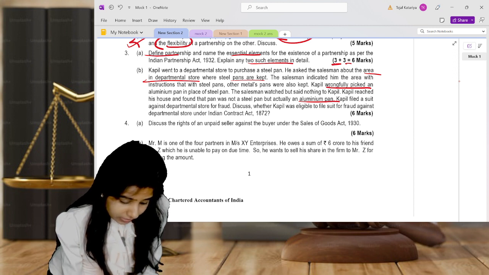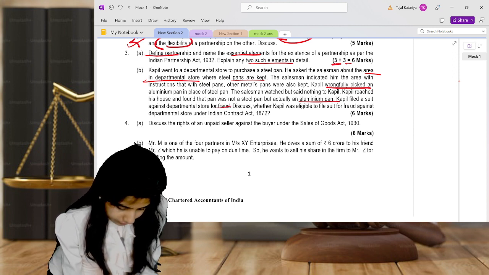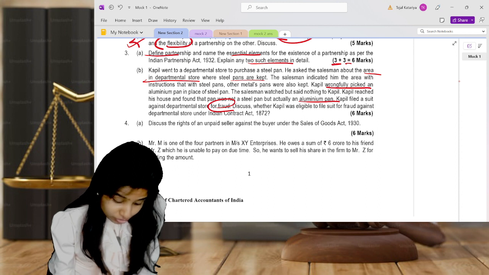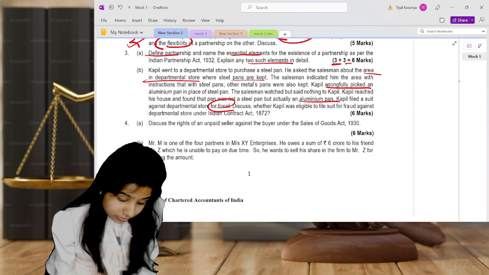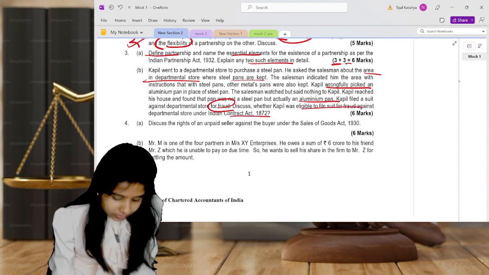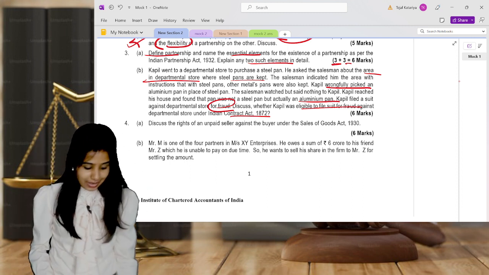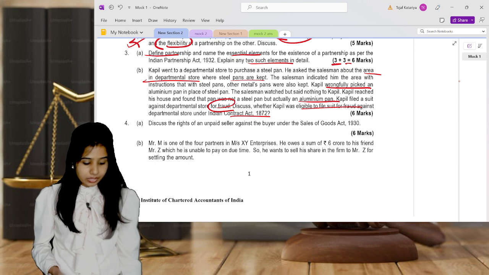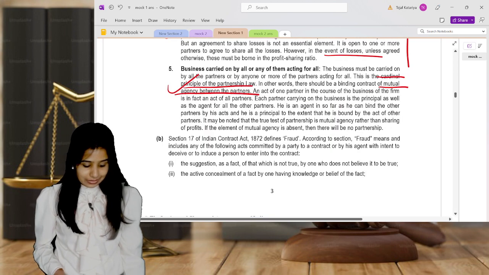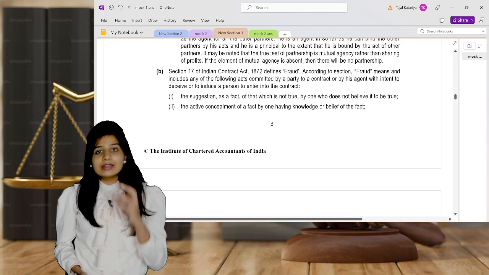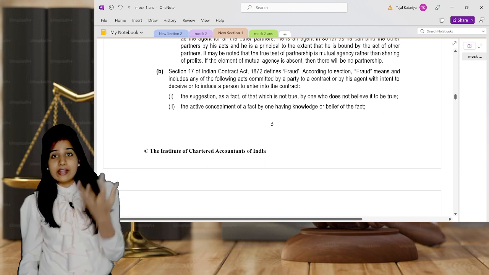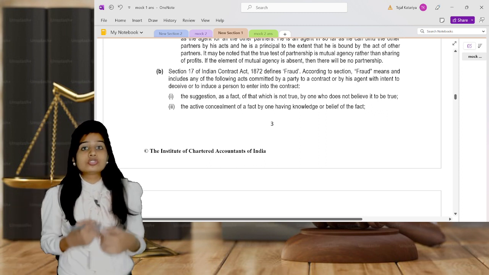Kapil filed a suit against the departmental store for fraud. Just by choosing the wrong pan, they are filing a case of fraud. Now, whether this suit is maintainable or not, you're supposed to write. So, understand first of all, Kapil is going into a departmental store and taking that pan, and they are filing a case under the head of fraud.